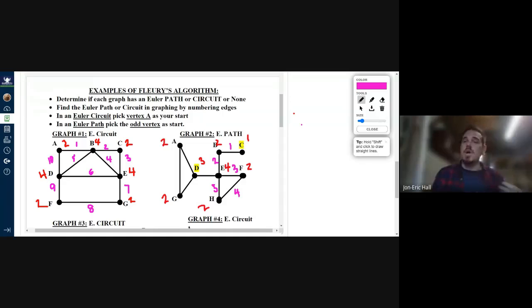Now, since this is the only option I have, I'm going to need to burn this bridge. And now I can decide where to go from there. So from D to G, maybe I decided to go down. There's 7, there's 8, and then back to D, 9. So we started at an odd and we ended at an odd. But I had to burn the bridge in the process so that I didn't leave a section of this graph which is unobtainable. So I hope that makes sense in Fleury's algorithm.